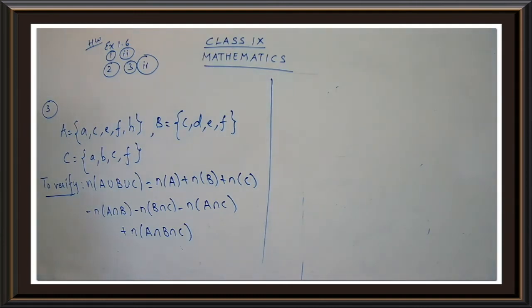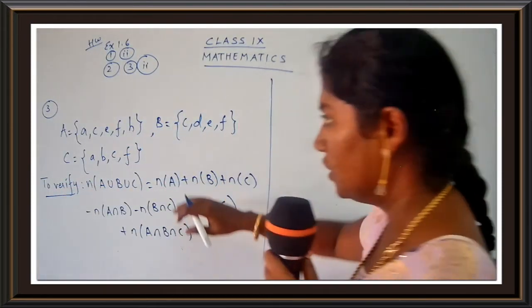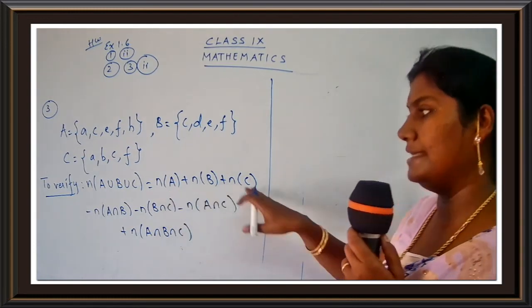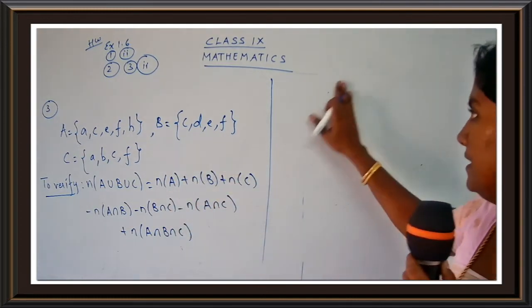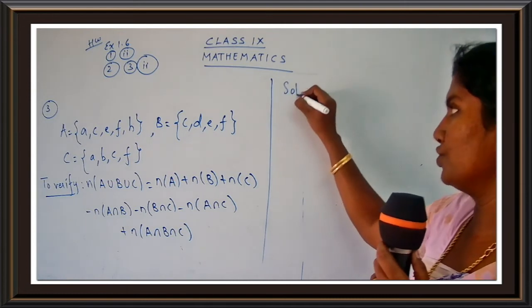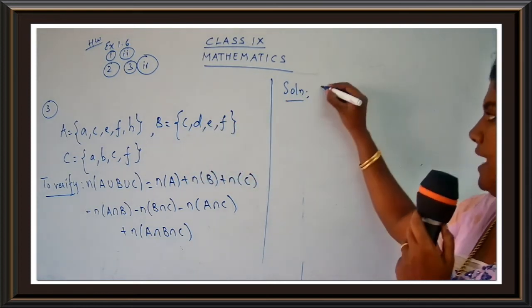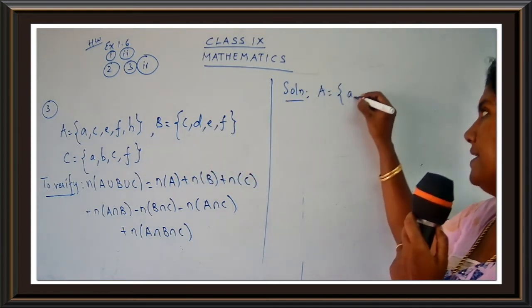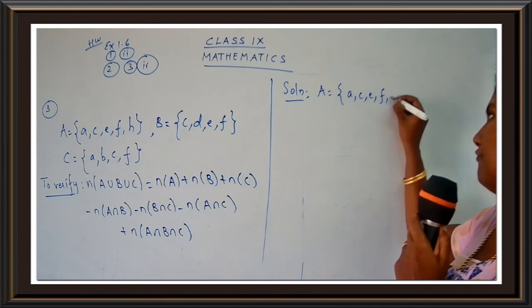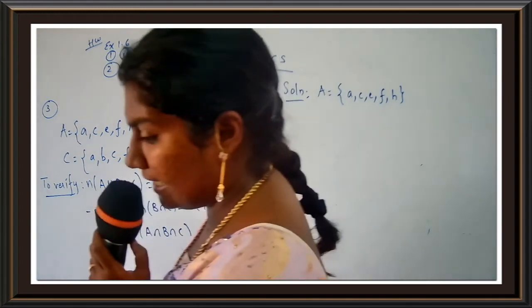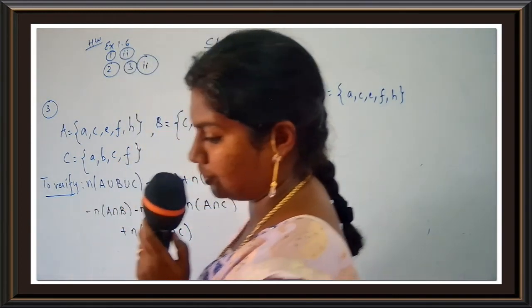Okay, shall we move, children? Shall we do the next step? So now we are going to start with the first step. First of all, I'm going to find out N of A, then I'll take B, C and so on. Okay, children? So I'll be starting with the solution. Put here solution. Let's go with the solution part. I'm going to write down set A first. So A is equal to A, C, E, F, H. This is A. Yes, correct?